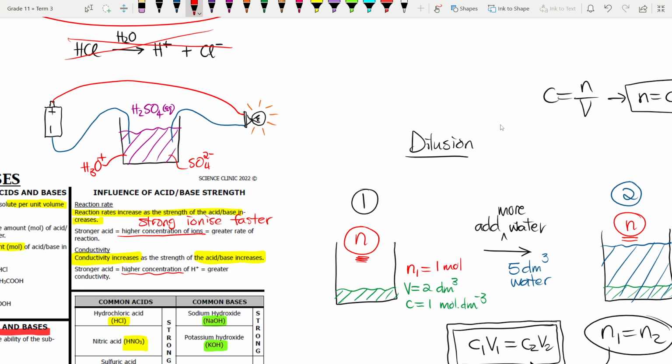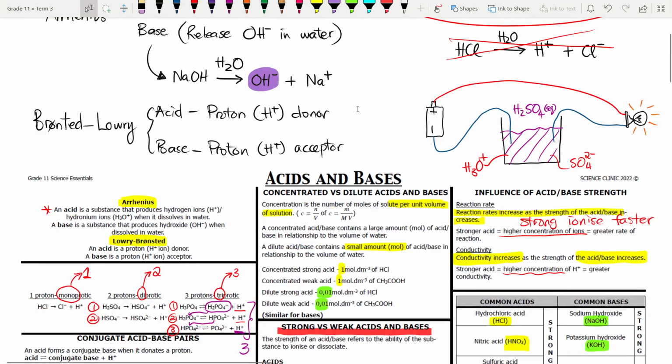You can actually watch some experiments on this. If I add more and more acid and then stir in the beaker, the light will burn brighter, because now we have even more ions that are carrying the electrons from point A to point B. Okay, does this also make sense? Yes. Okay, cool.